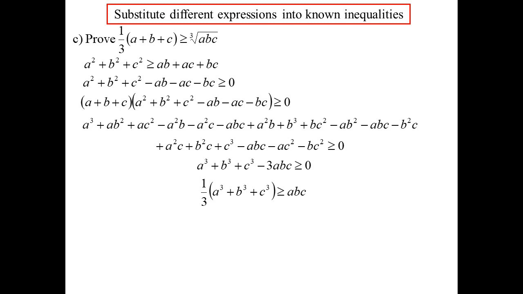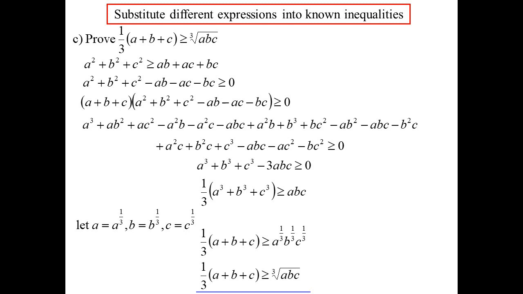So this is what I'm going to substitute in. I'm going to let a be the cube root of a, and I'm going to let b be the cube root of b, and I'm going to let c be the cube root of c. They are positive numbers. So therefore, that must be true. And that is the result we're looking for. Bingo.